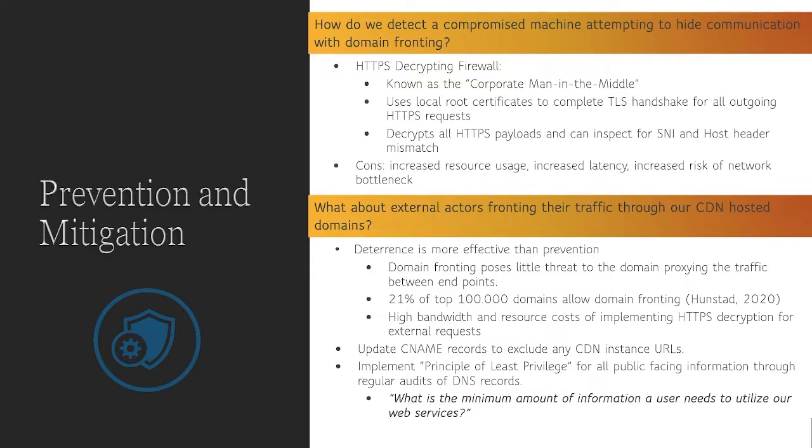What about external actors fronting their traffic through our CDN-hosted domains? In this scenario, deterrence is going to be a more effective solution than prevention. Domain fronting actually poses little threat to the domain proxying the traffic between the two endpoints. So unless there is a considerable amount of traffic getting fronted through our domain, the cost is going to be more or less trivial. In 2020, 21% of the top 100,000 domains still allowed domain-fronted traffic.